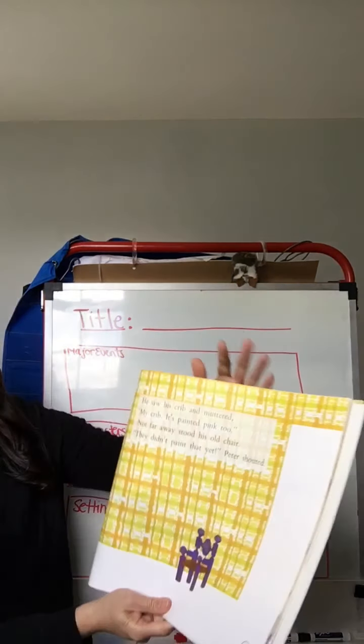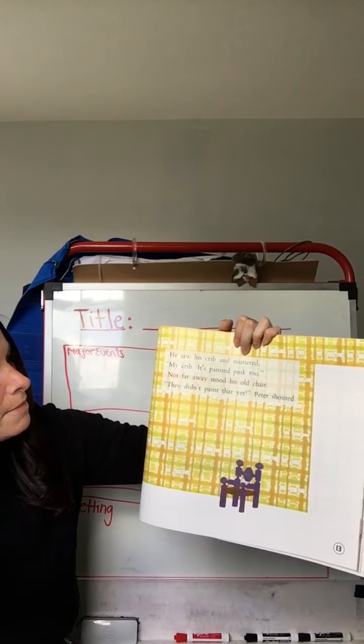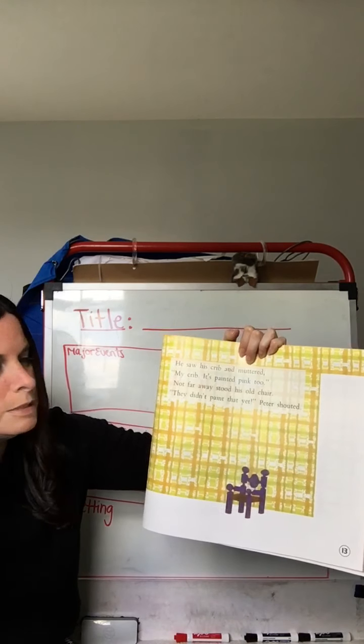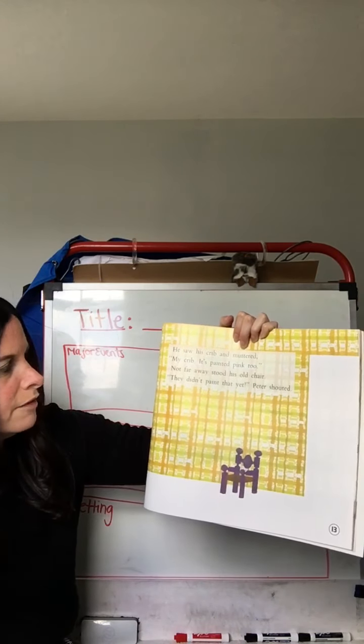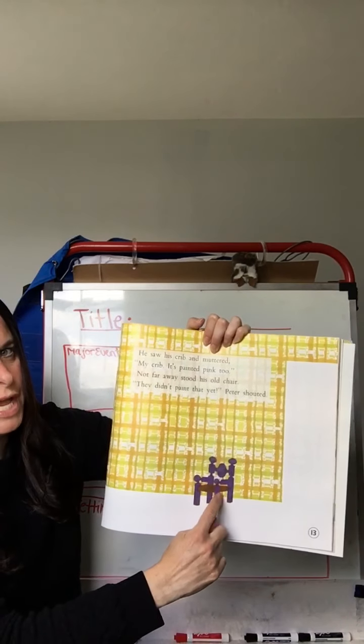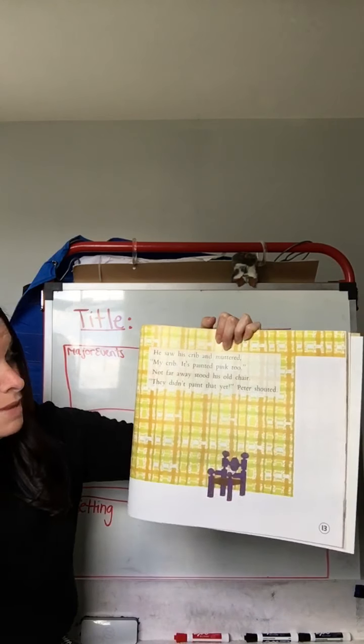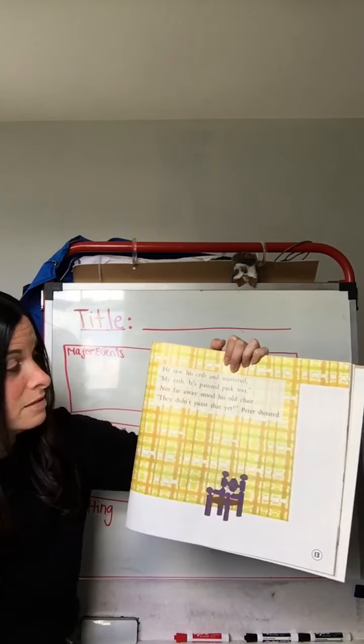He saw his crib and muttered, oh, my crib, it's painted pink too. Not far away stood his old chair. They didn't paint that yet, Peter shouted.